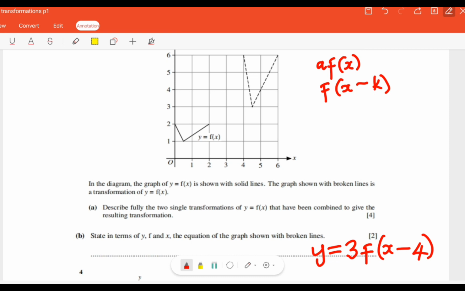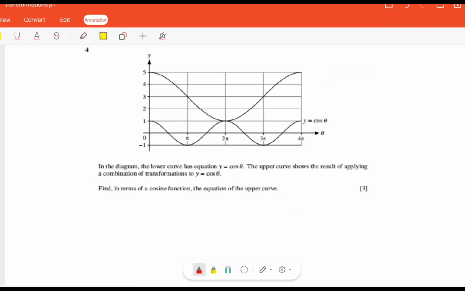Next question. In the diagram, the lower curve has equation y is equal to cos theta. The upper curve shows the result of applying a combination of transformations to y is equal to cos theta. Find, in terms of cosine function, the equation of the upper curve. So we shall come up with the equation based on the transformations that have happened. To check for the transformations, we start by checking the size in terms of y and the size in terms of x. That's the first step to identifying the transformations. So let us check our graph vertically to see if there is any change in size. This one is covering about 2 boxes, the original graph.